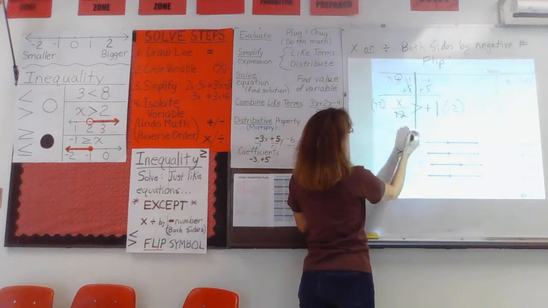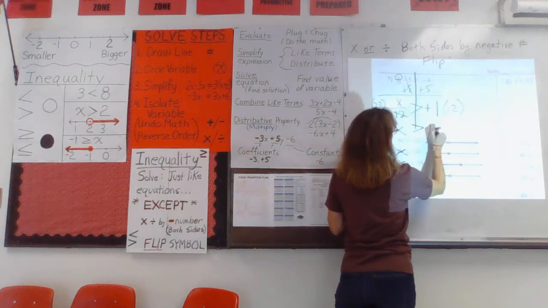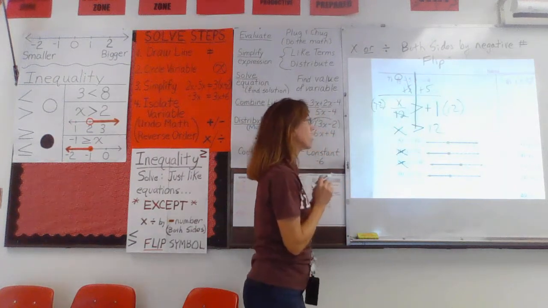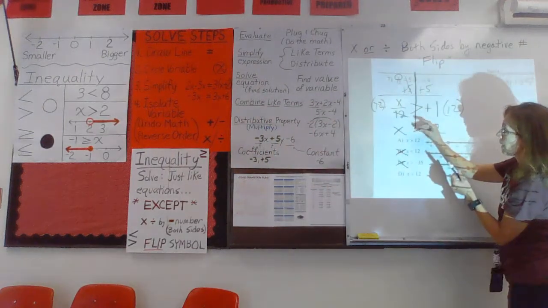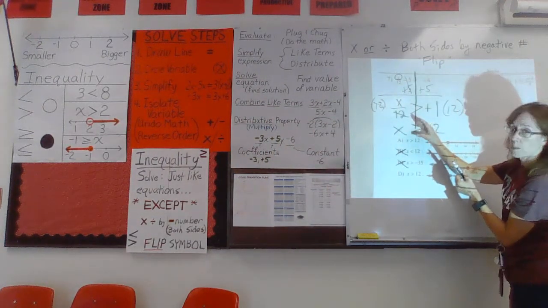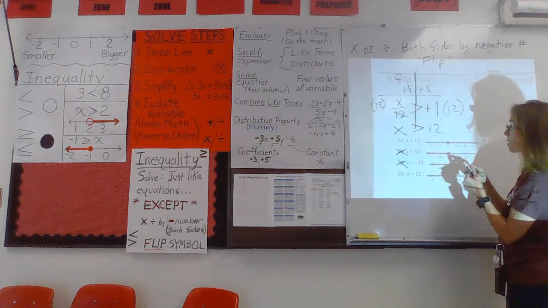So the 12's cancel out, which is why we did it. That symbol stays the same, and 1 times 12 is 12. So x's are all greater than 12. And notice that it's the big side of that symbol, right? So are my x's bigger or smaller? They're bigger. So if they're bigger, which way should my x's be shaded? Yes, they're going to the right.